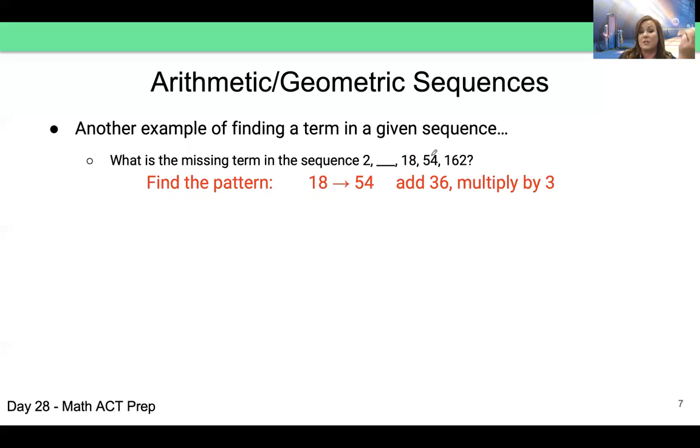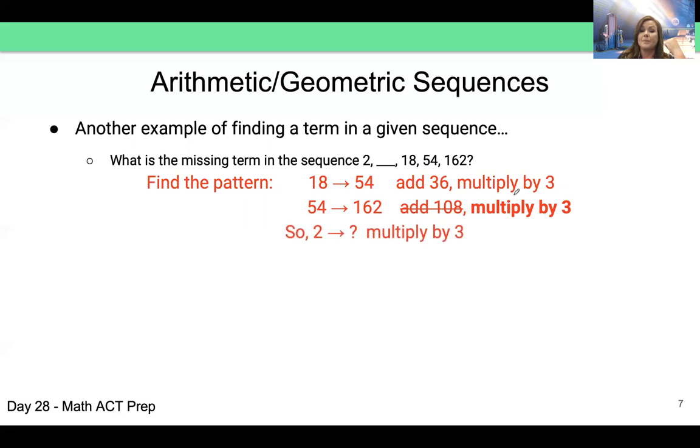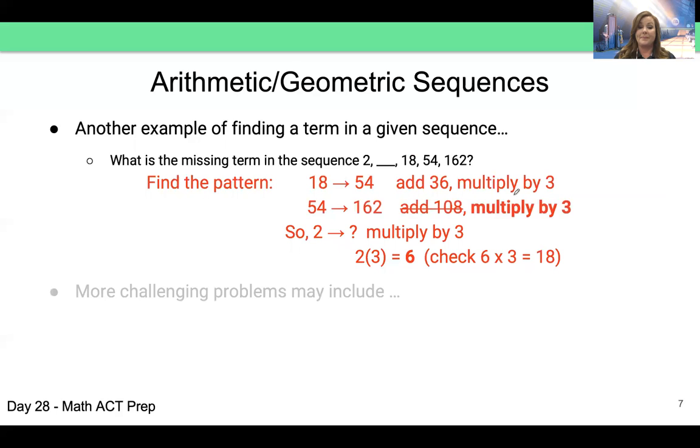Now let's check. What is 54 times 3? That's going to give me 162. So we're going to multiply by 3. That's the one that works. Okay. So what is 2 multiplied by 3? 6. Our second term is 6. And then you can double check it, because if we're multiplying by 3, 6 times 3 should equal 18. It does. I'm good. Put a big star by this one.